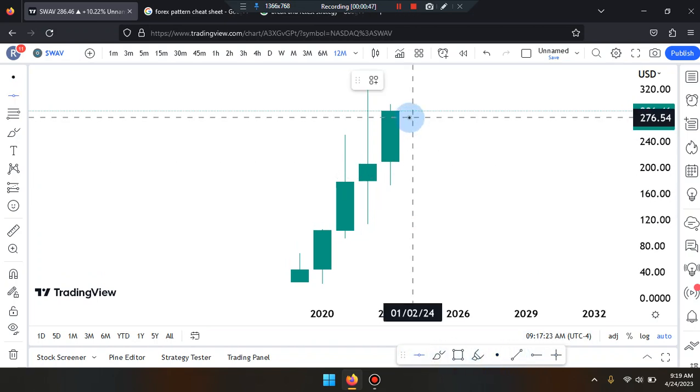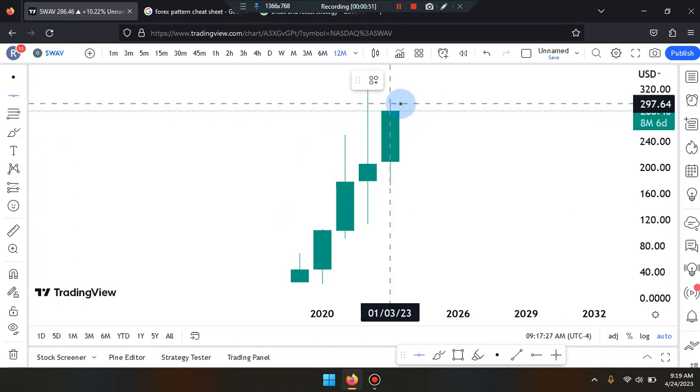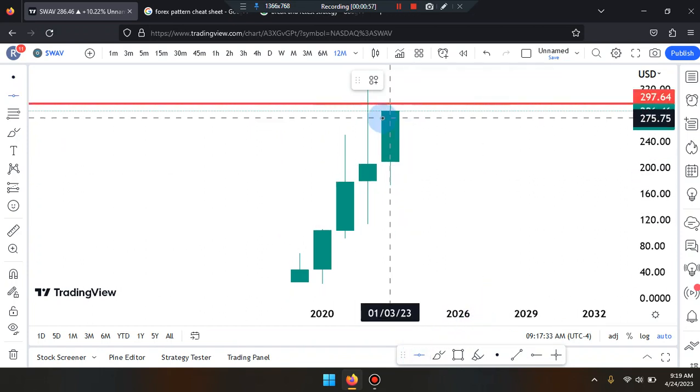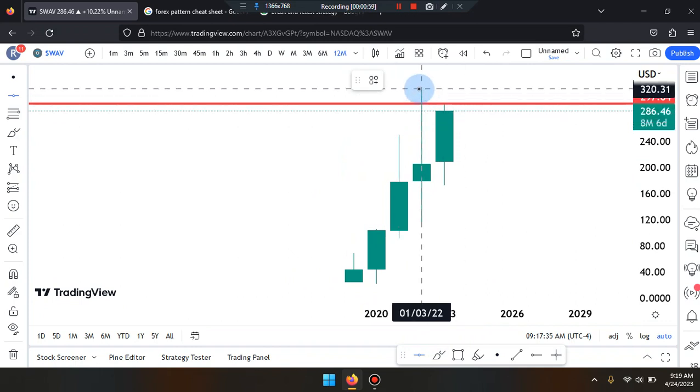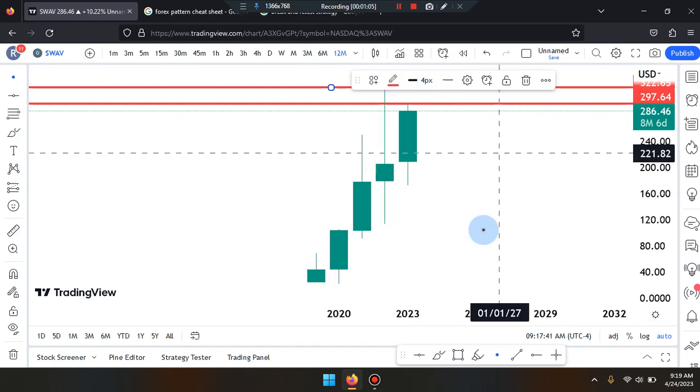If price pushes up further, it can tag the top of the price action candle, which would be that wick at 297.64, near the numbers. If the market pushes up further than that, it can head to the second to last candle wick, which would be near the numbers of 322.65.